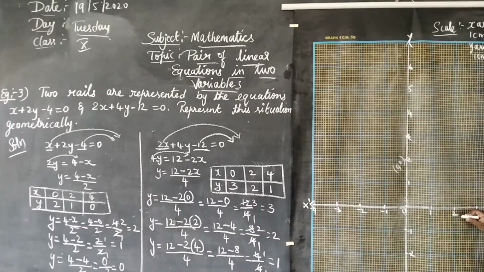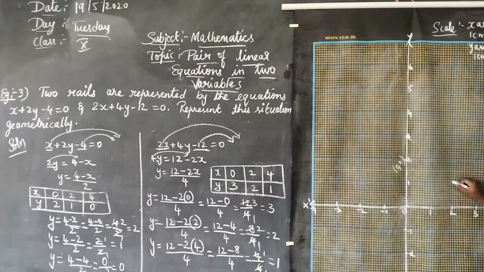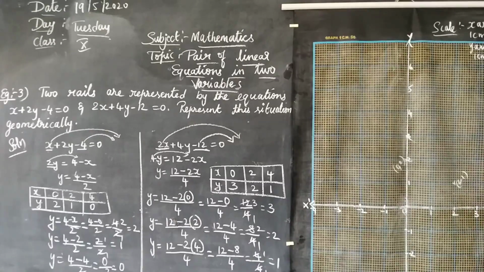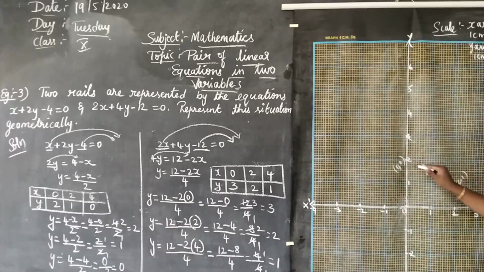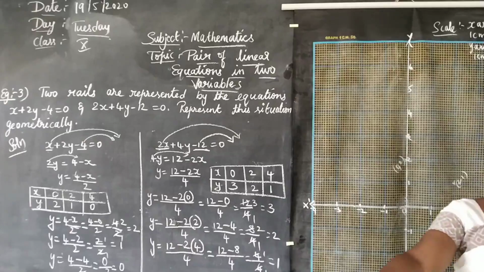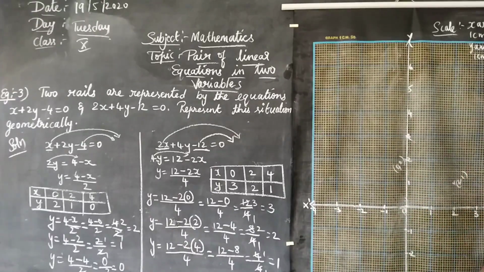And the next one, 2. Where is 2? Here is 2. And 1. 2 and 1. See? (2, 1). The next one. 4. 4 is here. 0. 0 means I should plot it there itself. So (4, 0). These are the points which I got: (0, 2), (2, 1), (4, 0). Now I should join all these points. Right, children? So let me join these points. Observe.